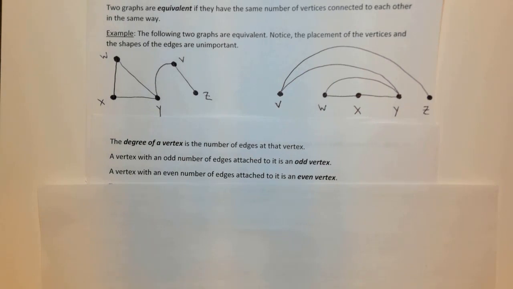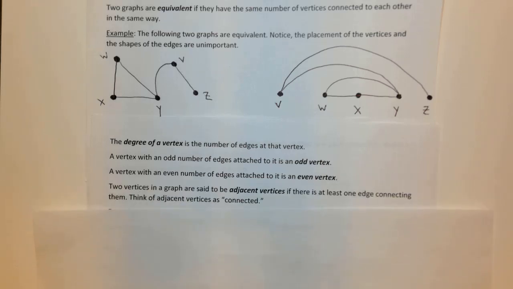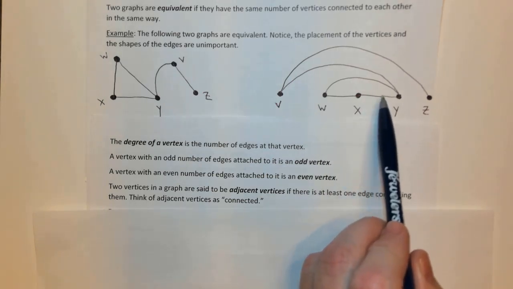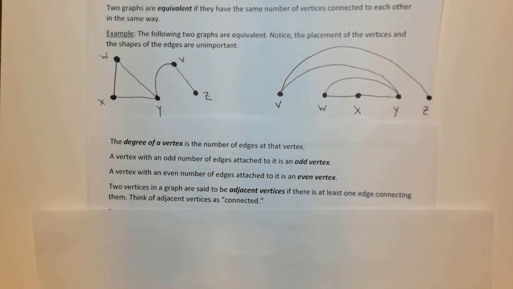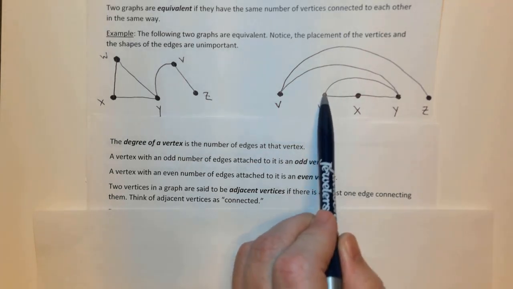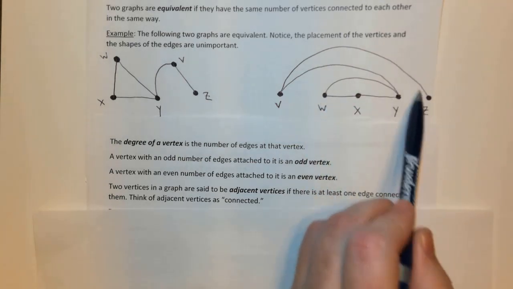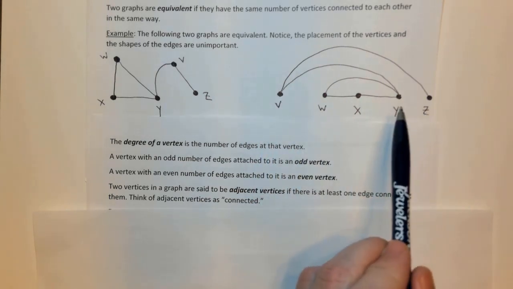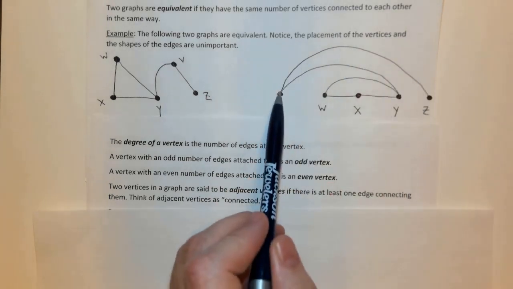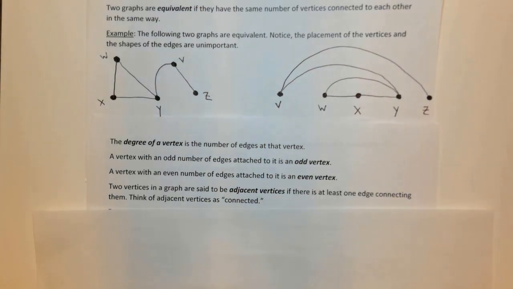A vertex with an odd number of edges is an odd vertex, and a vertex with an even number of edges attached to it is an even vertex. And two vertices in a graph are said to be adjacent if there is at least one edge connecting them. So think of adjacent vertices as connected. So up here, X is adjacent to Y and W. W is adjacent to Y and X. Z is only adjacent to V, even though in my picture it's next to Y, because it's only got an edge that connects to V, means those are adjacent.